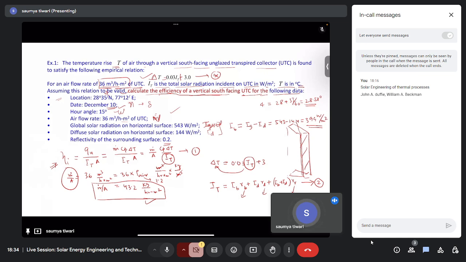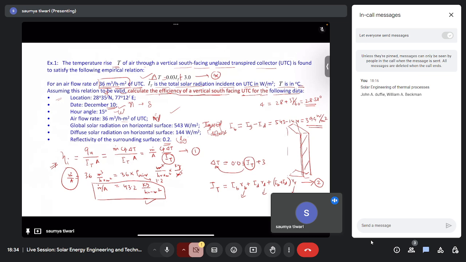And the diffuse solar radiation on horizontal surface. So Id is given. D is for diffuse. And the reflectivity of the ground is given. Rho of ground is given, right? So in this particular problem, what has been asked is, say a south facing vertical wall is there, in which you are using this unglazed transpired collector. Then what will be the efficiency of this UTC for a given location at a given condition, right?